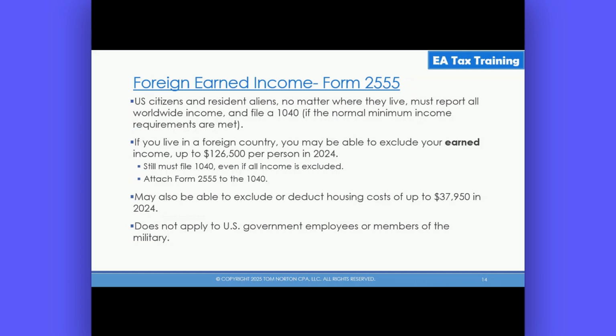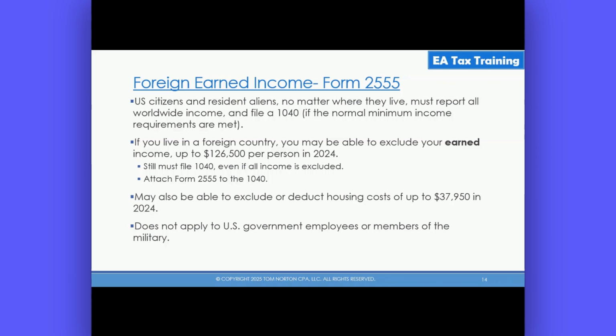If you live in a foreign country, you may be able to exclude your earned income up to $126,500 per person in 2024. So, first of all, the main thing to see is it is only for earned income. This does not apply to interest, dividends, capital gains, etc. It only applies to earned income. And the maximum that you can exclude is that $126,500 per person. That's the 2024 number. It does go up each year with inflation.